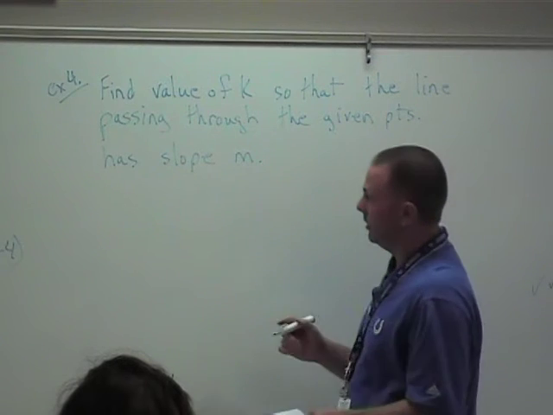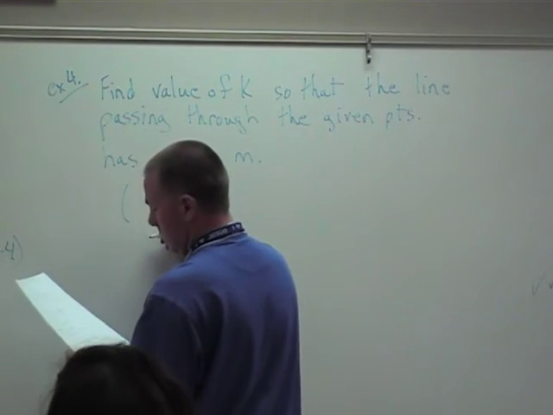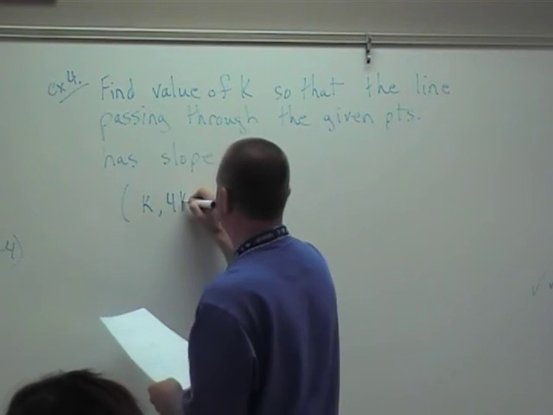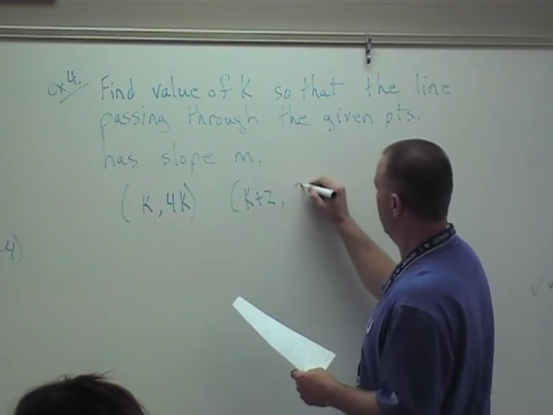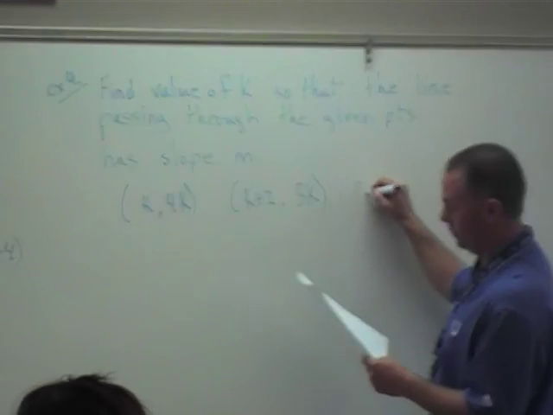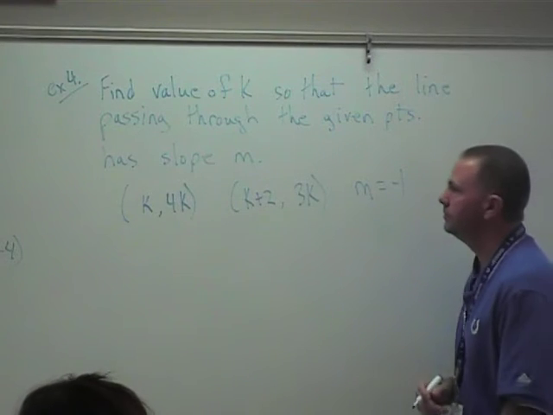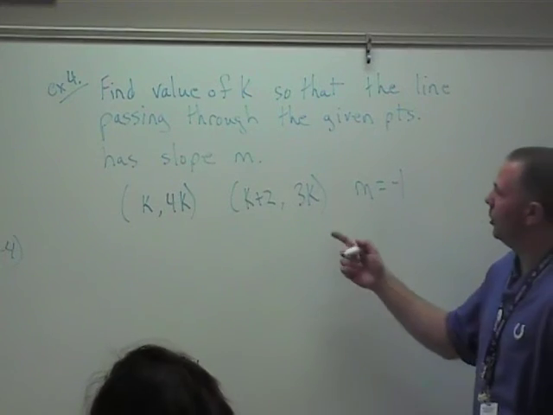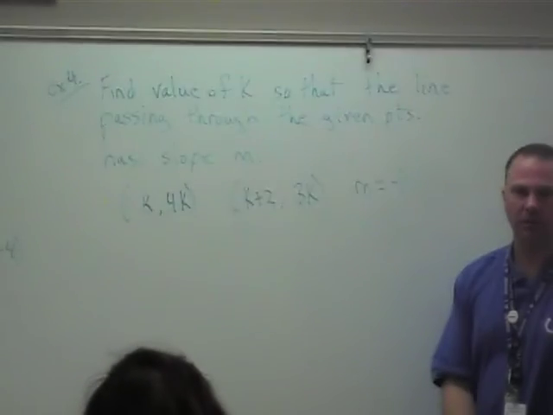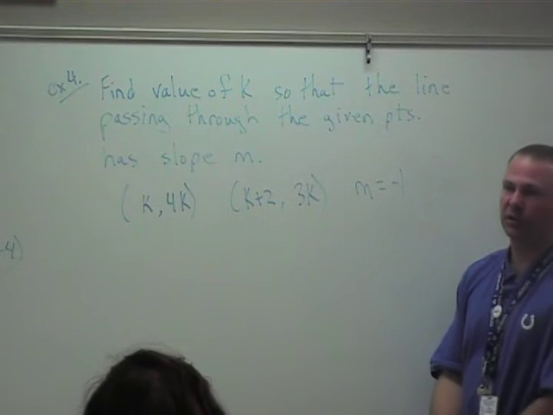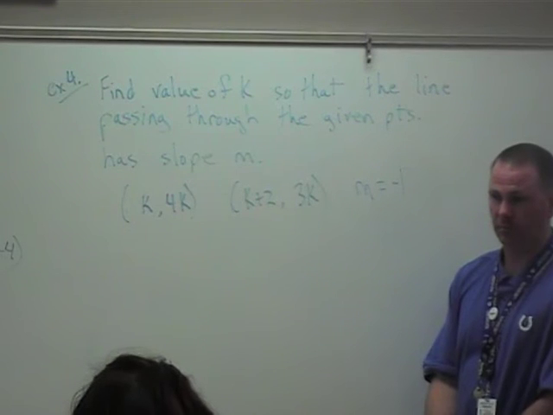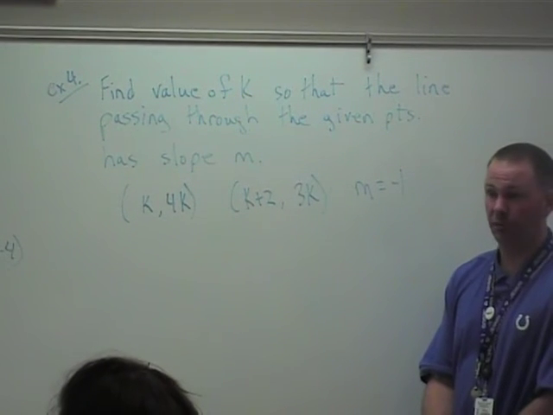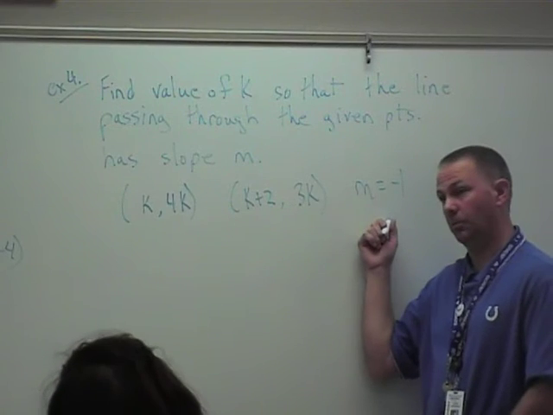Done? All right, here's your 2 points. K, 4K, and K plus 2, 3K. And your slope is -1. Oh my word, what do we do? Find the value of K. What do we know about these 2 points and this? We know 2 points and a slope. If you use the slope formula, it'll give you the slope.